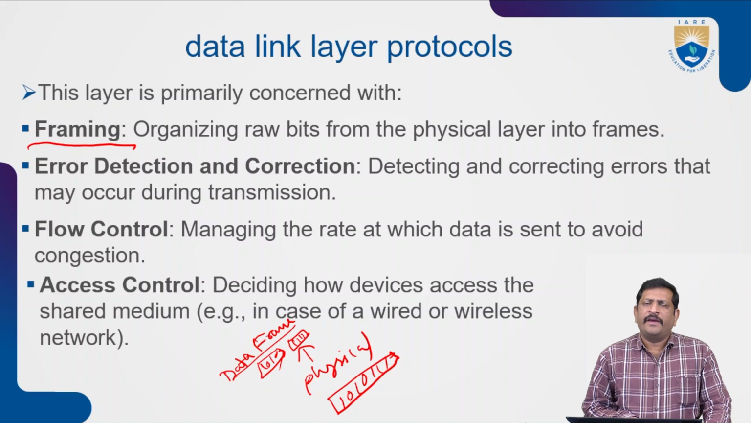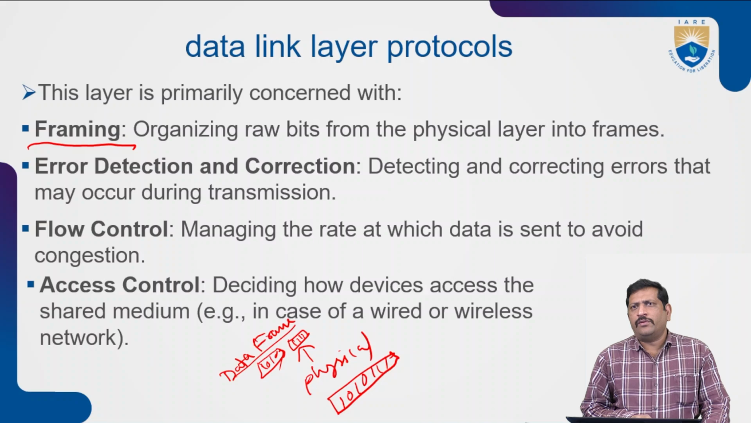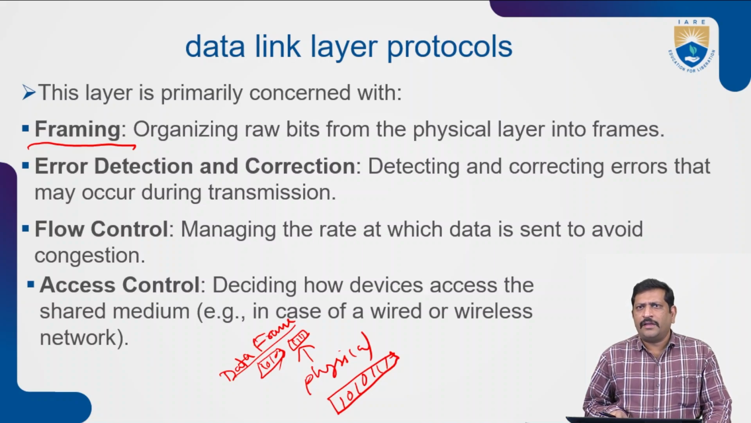The next concern is error detection and correction, which can be done with the help of the data link layer. The data link layer detects and corrects errors using mechanisms such as CRC and checksum. Whatever data is transferred from the sender to the receiver, if any errors arise, they can be detected using these mechanisms and corrected.